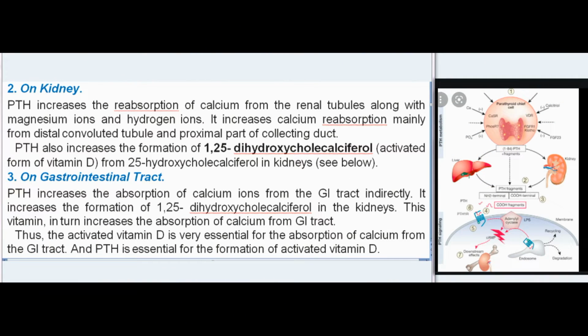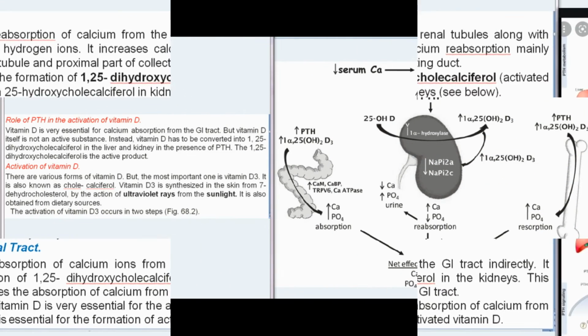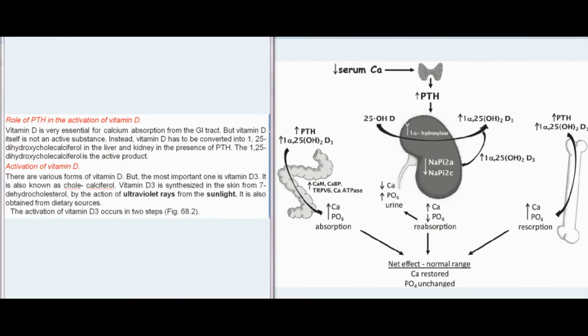On kidney. PTH increases the reabsorption of calcium from the renal tubules along with magnesium ions and hydrogen ions. It increases calcium reabsorption mainly from distal convoluted tubule and proximal part of collecting duct. PTH also increases the formation of 1,25-dihydroxycholecalciferol, activated form of vitamin D, from 25-hydroxycholecalciferol in kidneys, see below.